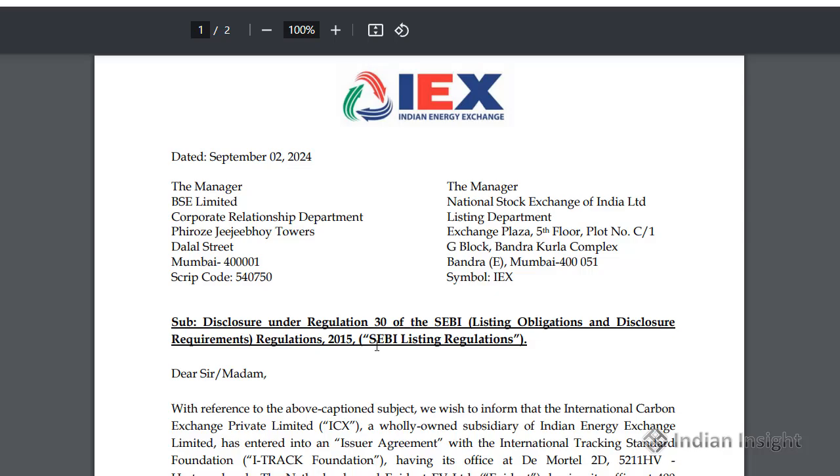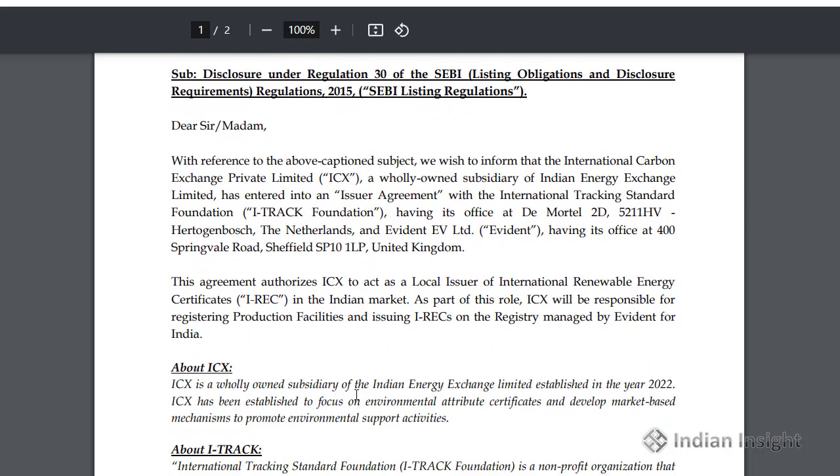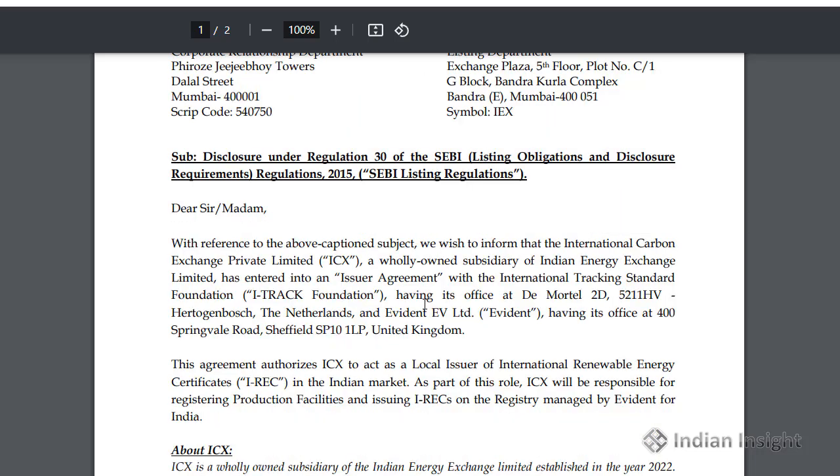So yesterday, IEX filed this update with exchanges. In this update, there is some mention of ICX, which is a wholly owned subsidiary of IEX, and it focuses on market-based mechanisms to promote environmental support activities. Now, the news was that International Carbon Exchange has entered an issuer agreement with the International Tracking Standard Foundation, which has its office at so and so place.